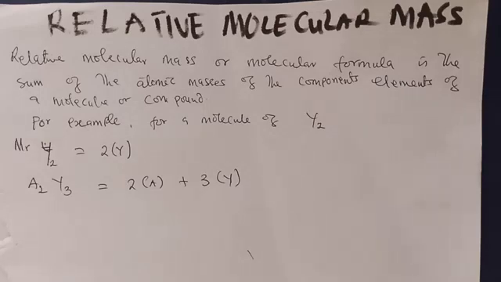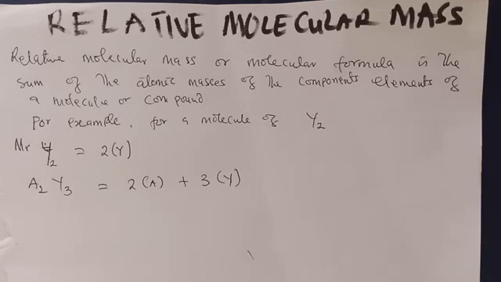Relative molecular mass or molecular formula is the sum of the atomic masses of the component elements of a molecule or a compound. For example, given a molecule Y2, the relative molecular mass will be what? The sum of the atoms of the molecule. And in Y2, we have two atoms there. That is why 2 is there. The 2 there is the atomicity.